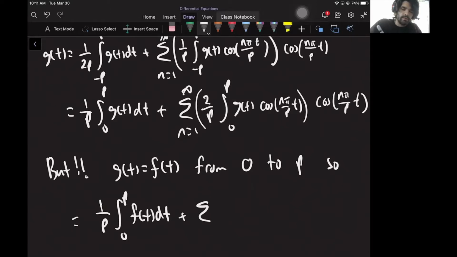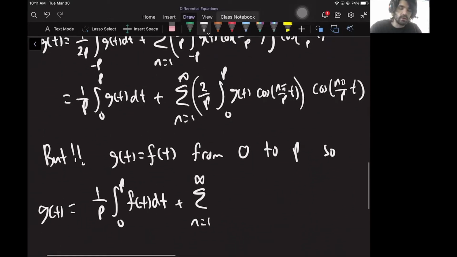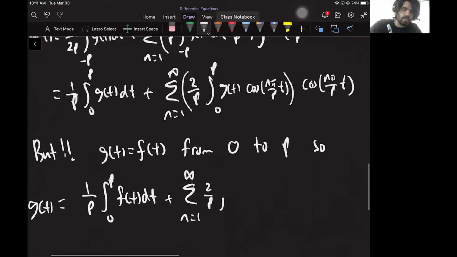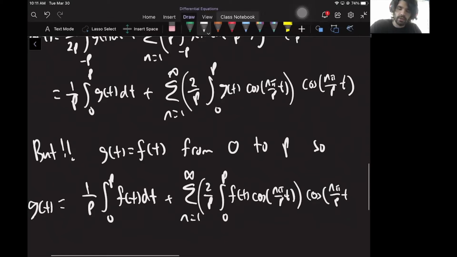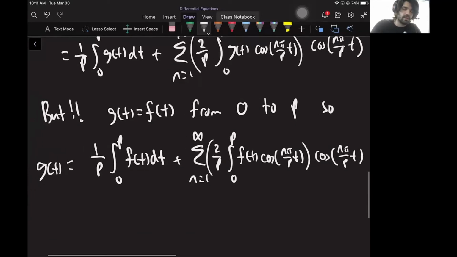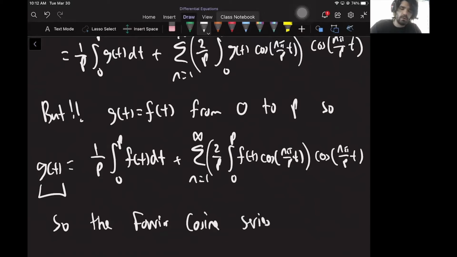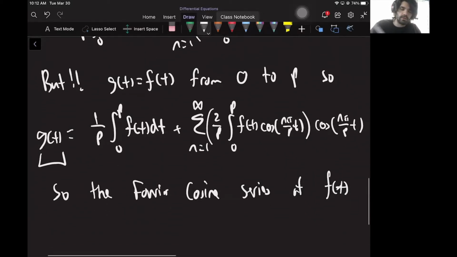And what this is saying is that if I just do the Fourier sine series or the cosine series, which is what this is, of my original function, then I'll end up creating g of t anyway. So that's what this is really saying here, because this is equal to g of t. So the Fourier cosine series of f of t actually creates this extension g of t.